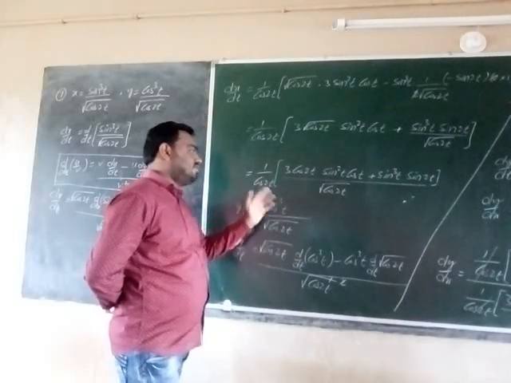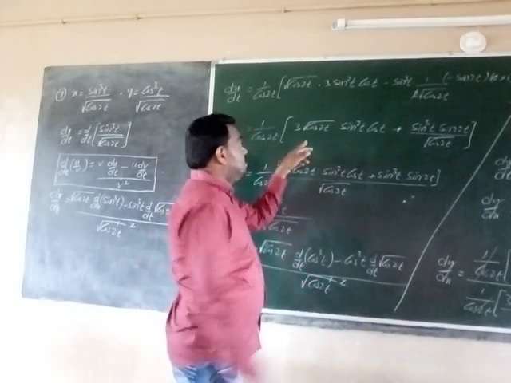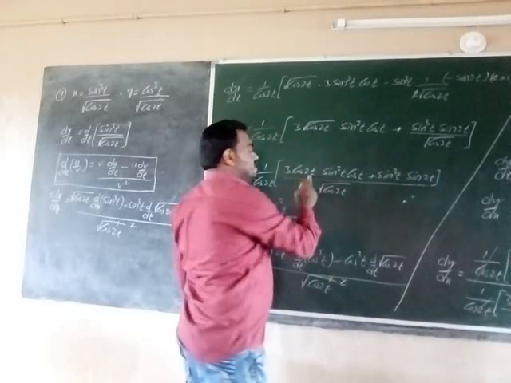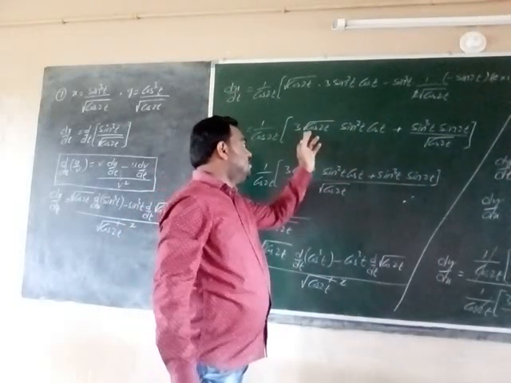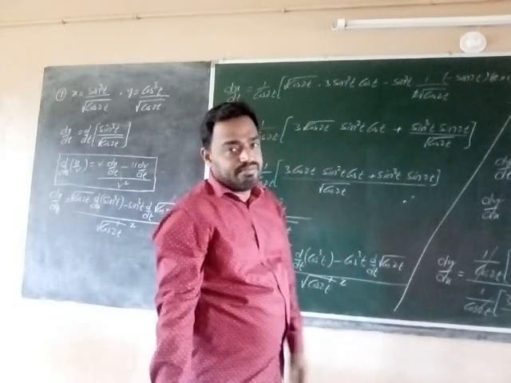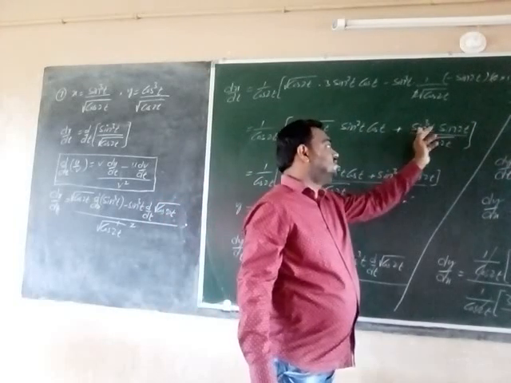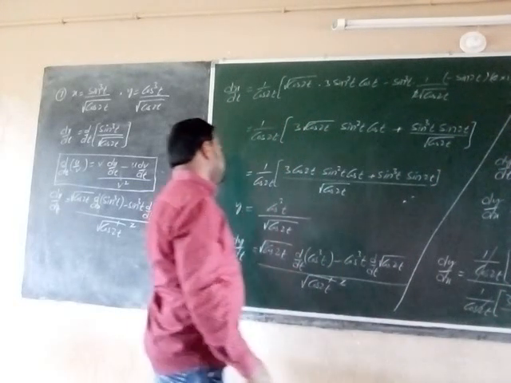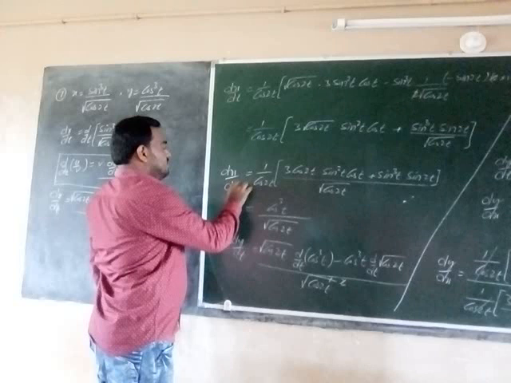Now this 1 by cos 2t as it is, under root of cos 2t is the LCM. 3 into under root of cos 2t into under root of cos 2t, that is cos 2t. Root x into root x is x. Similarly, square root of cos 2t into square root of cos 2t is cos 2t. Next, sin square t cos t as it is, and sin cube t sin 2t also as it is. This is our dx by dt. Dx by dt we got.